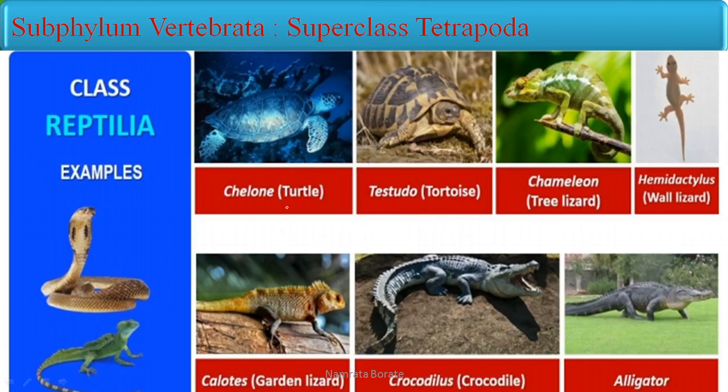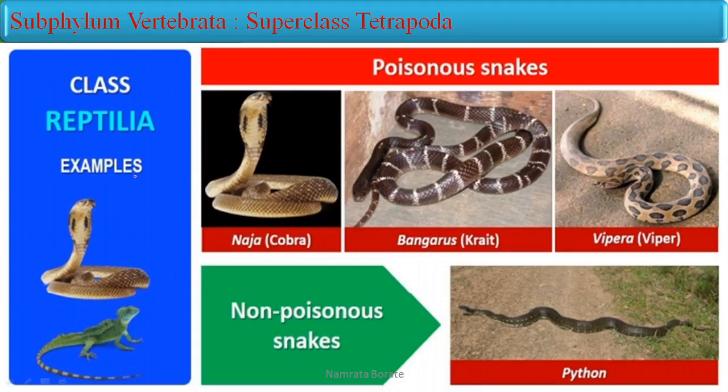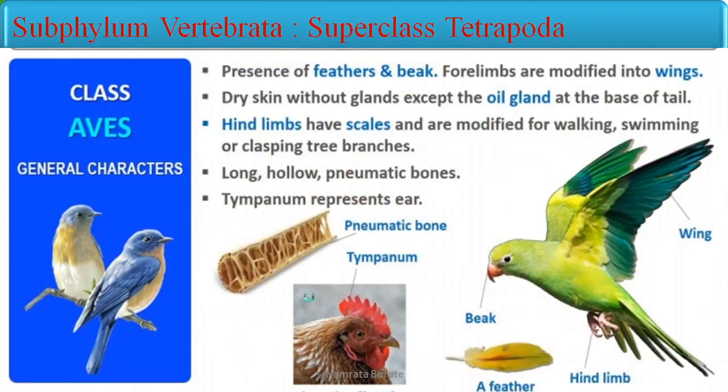Examples of Reptilia are turtle, tortoise, tree lizard, wall lizard, garden lizard, crocodile, and the last one is alligator. This class includes snakes also. So this is the crawling movement, that is a snake. It may be a poisonous snake or a non-poisonous snake. Poisonous snakes are the cobra, krait and viper, and the non-poisonous snake is the python.